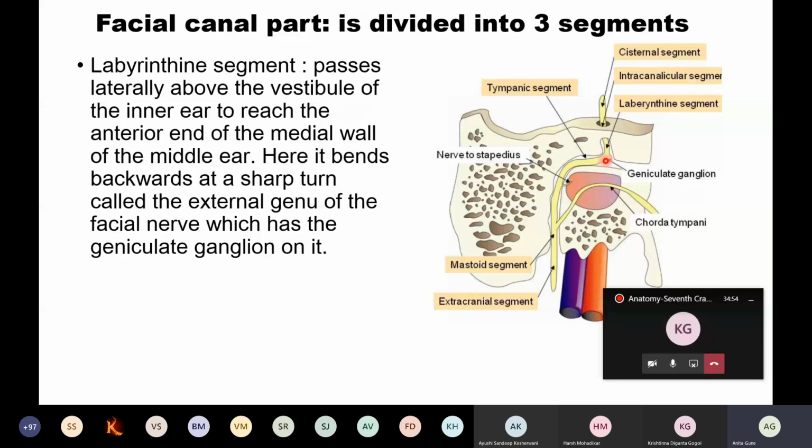We had seen the internal genu in the pons. This is the external genu. So the labyrinthine part is the segment of the facial nerve in the facial canal, which is going from the inner ear to the anterior part of the middle ear cavity.